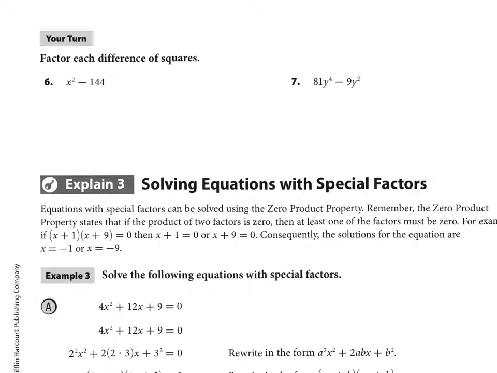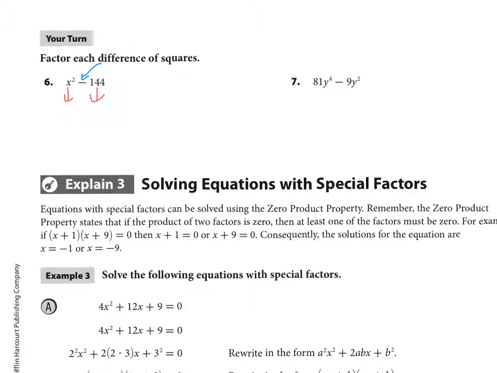For the first one, ask yourself first if the first term is a square. The answer is yes. Is the second term a square? Yes, and this is where you have to know your multiplication of square terms. How do you get 144? You square 12.